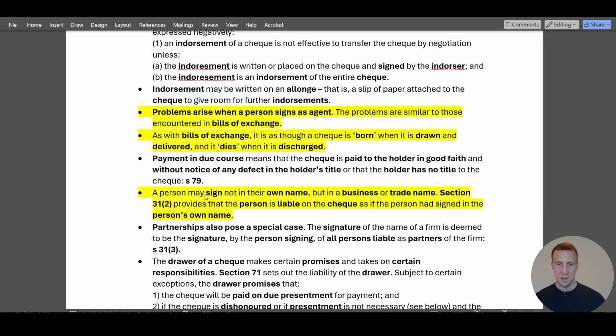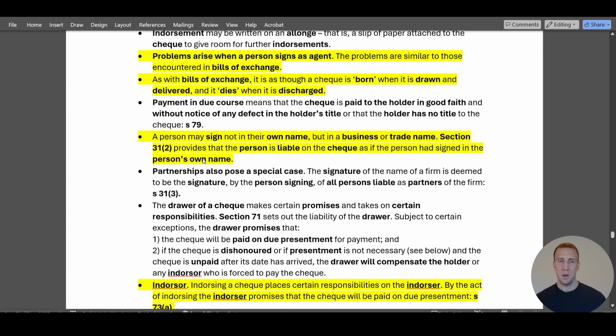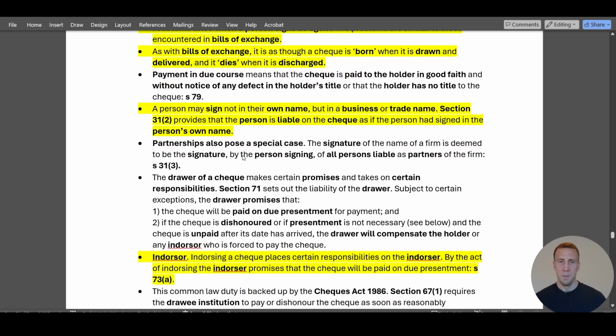A person may sign not in their own name, but in a business or trade name. Section 31 provides that the person is liable on the cheque as if the person had signed in their own name. Partnerships also pose a special case. The signature of the name of the firm is deemed to be the signature by the person signing of all persons liable as partners of the firm.